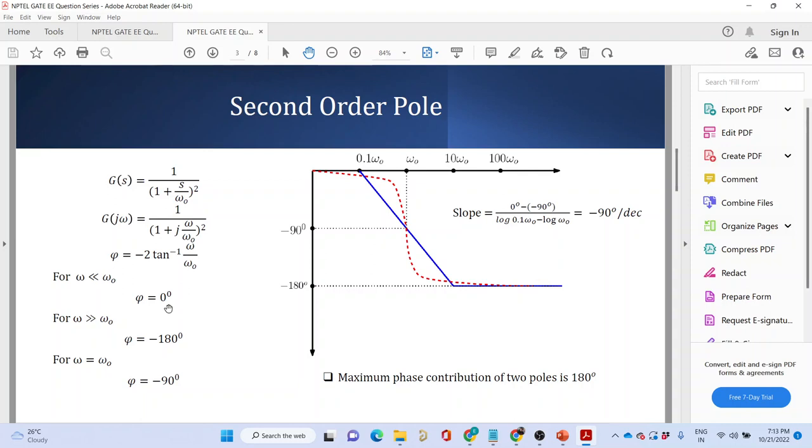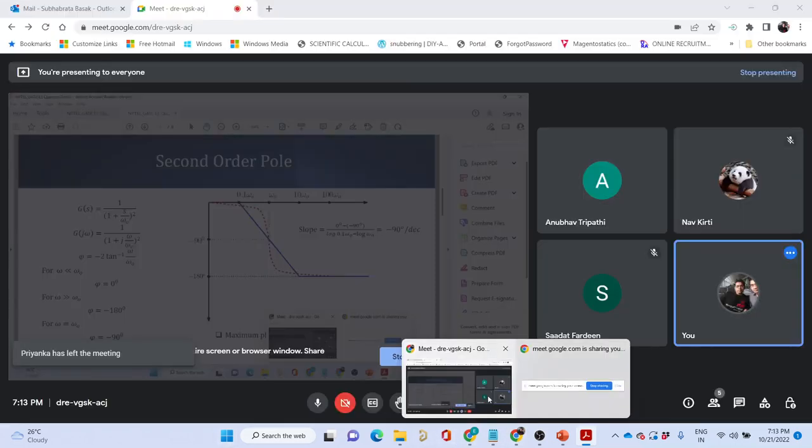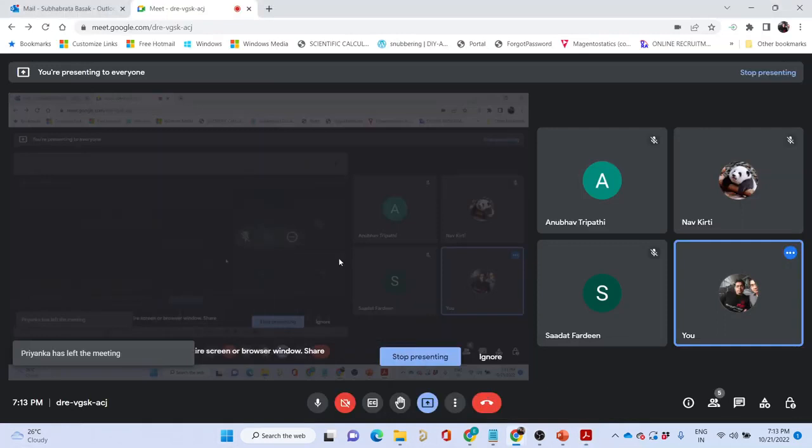Sorry, sir. The difference will be seen in the magnitude plot when we plot magnitude with respect to frequency. I'm talking about the phase plot. No difference, I think. Okay, no difference, you are saying. Anybody else? Sir, in the slope. So what changes are you expecting in this slope?